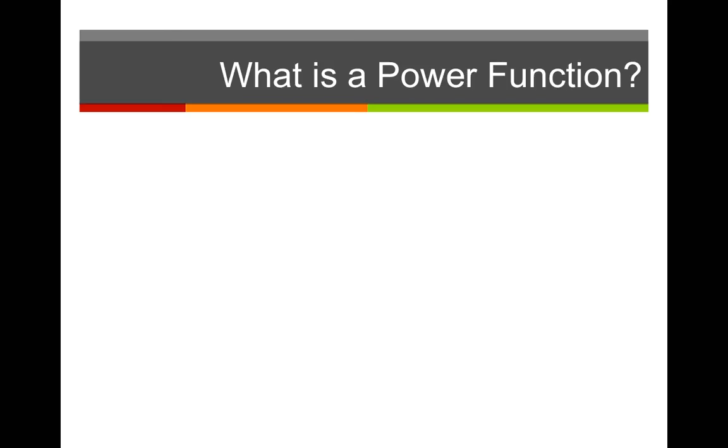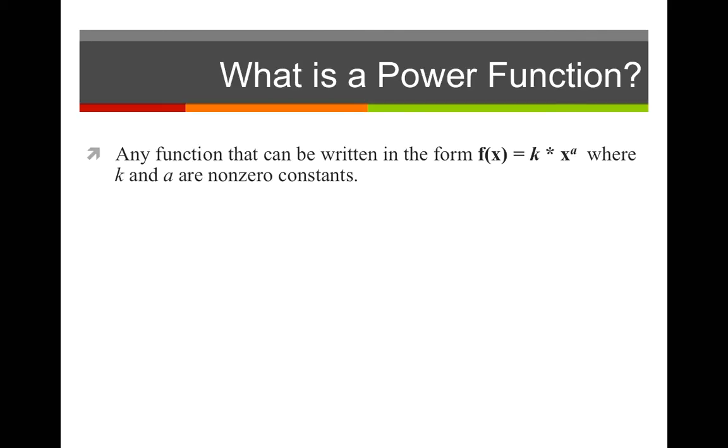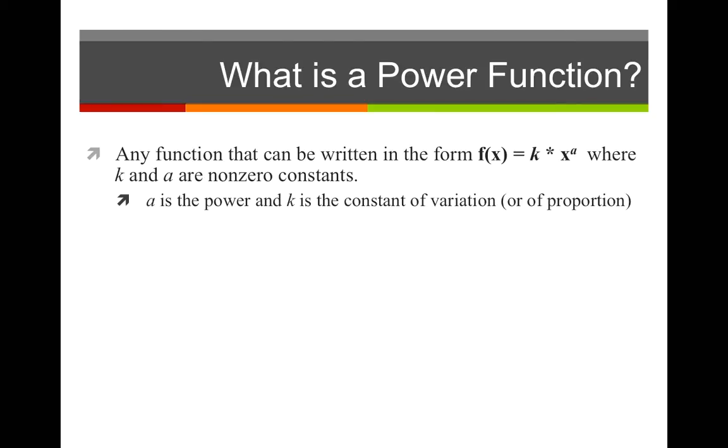Okay, so first of all, let's define what a power function is. A power function can be written as such: f of x is equal to k times x to the a power, hence the name power function, where k and a are non-zero, which means it's just 1, 2, 3, negative half, negative 7, whatever you want to use there. As long as k and a are not 0, then we can use this as a power function. So here's some things. a is the power, and k is called the constant of variation, or the constant of proportion.